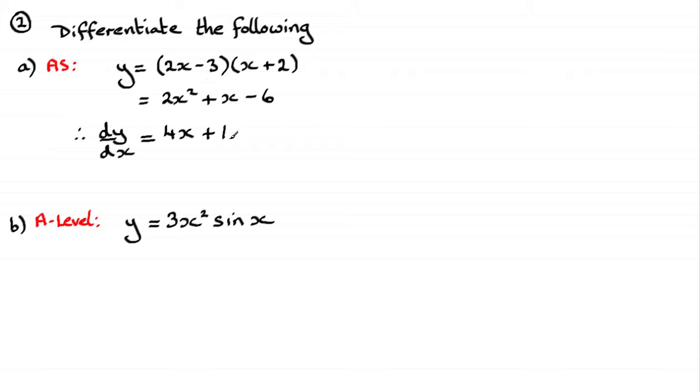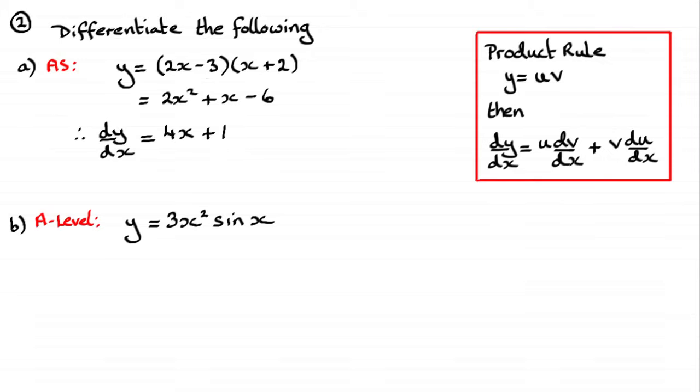Okay? Now, for this one here, if you're doing A level, you tend to have to know these things, and that is the product rule. I've given it here as y equals uv in short, where u and v are functions of x. I'm going to take u as 3x squared and v as sine x. Not that it really matters, you can do it any way round you like. But dy by dx is u times dv dx plus v times du dx.